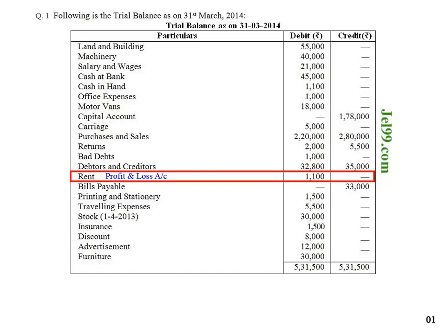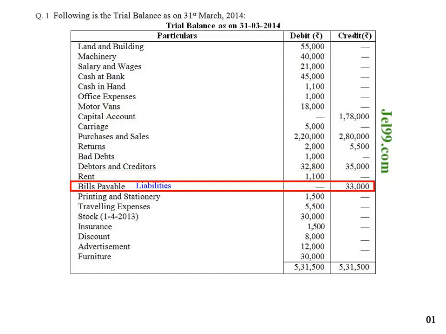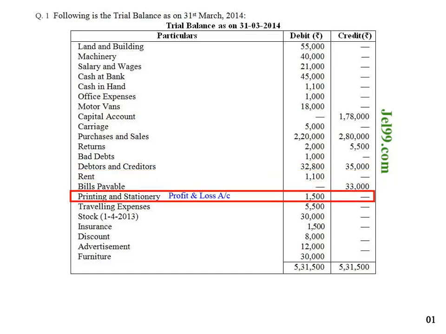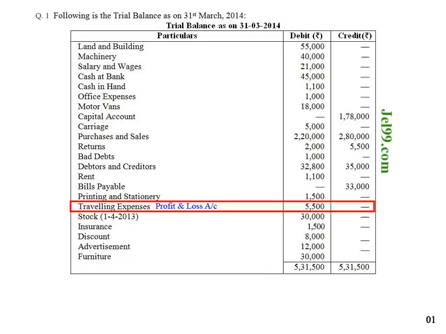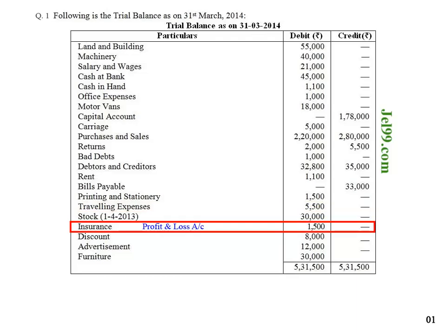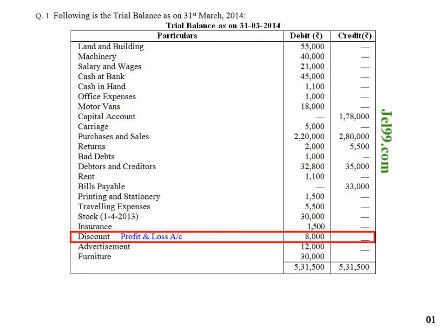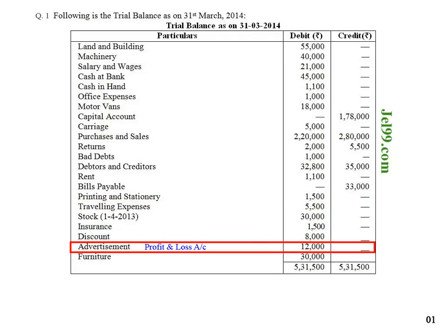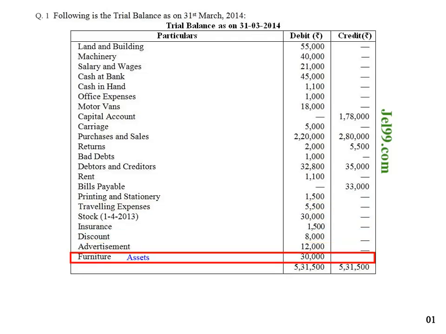Next is rent goes to profit and loss account. Bills payable liabilities. Printing and stationery profit and loss account. Traveling expenses profit and loss account. Stock on 1st April 2013 goes to trading account. Insurance profit and loss account. Discount profit and loss account. Advertisement profit and loss account. Furniture goes to assets side.